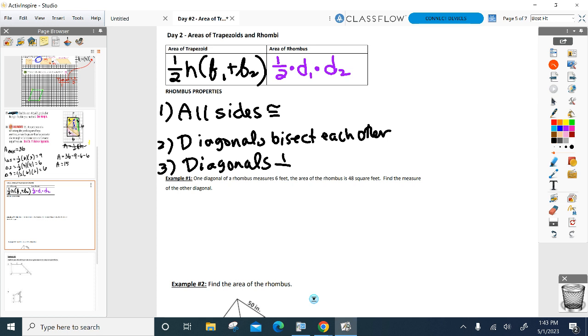All right, so let's go to the first example here. I'm going to tell you one diagonal is 6. The whole area is 48 of this rhombus. How about the other diagonal? What's the other diagonal length? So right away, you're telling me it's a rhombus? Up pops the rhombus formula: D1 times D2. Take a half of it.